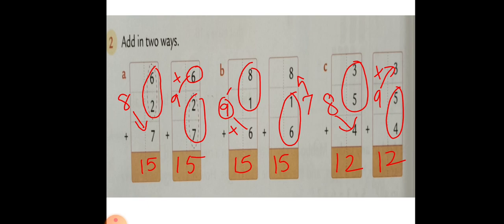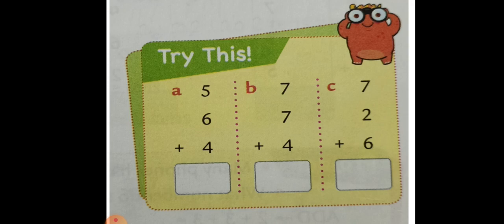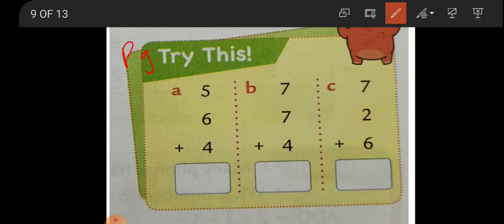6 plus 2, again the same, we add in 2 ways from the same page number, that is page number 34, children. Here again circle and double C, this is also page 34. And here we have taken this, try this example. This we have taken from page number 33. This is on page 33.